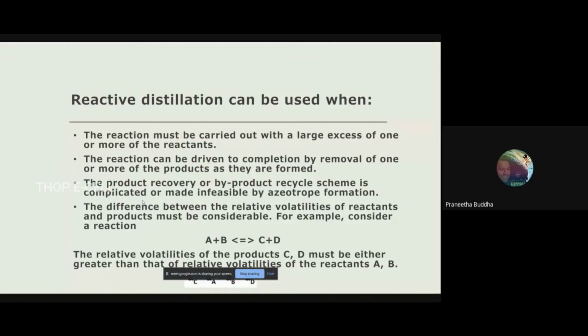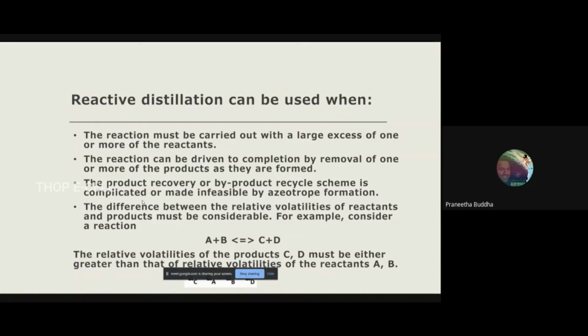Reactive distillation has many applications. For example, when the desired product is formed in an intermediate step, reactive distillation can be used, as the product can be removed from the reaction zone as soon as it forms. Similarly, it can also be used when the reaction can be driven to completion by removal of one or more of the products as soon as they are formed.